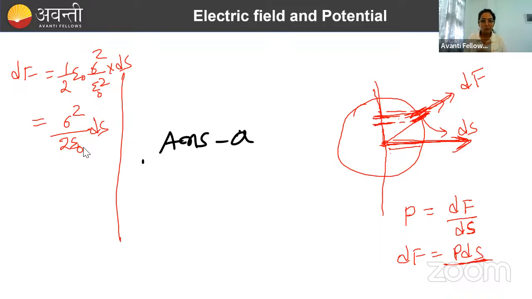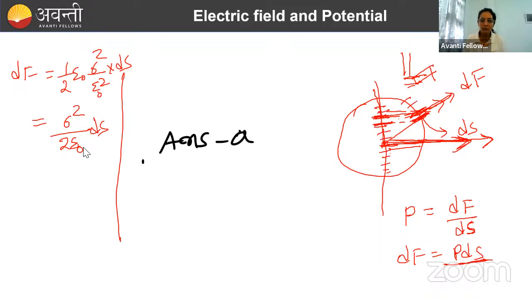Are you getting me? In this sense, I'm saying that ds sine theta is in this direction. This direction means what? This is ds. So this area will have two components. One will be this and another will be this. So this area means this projection.